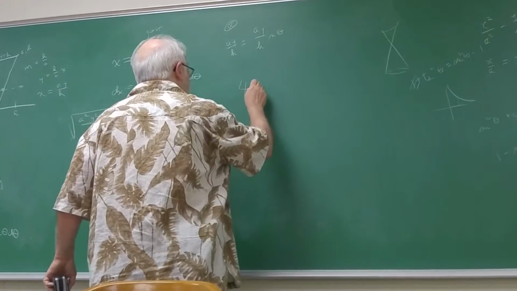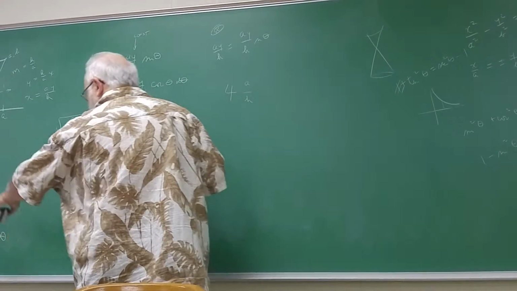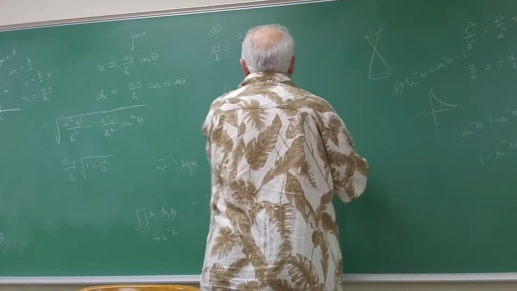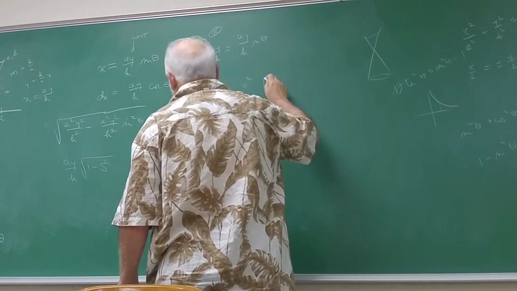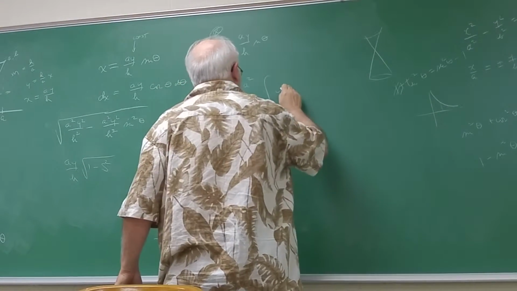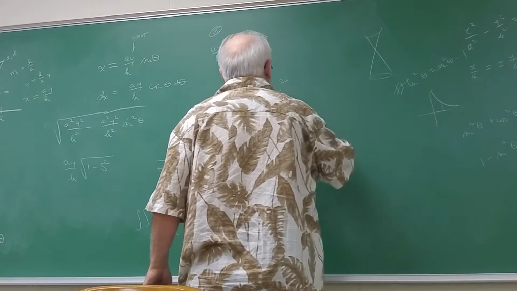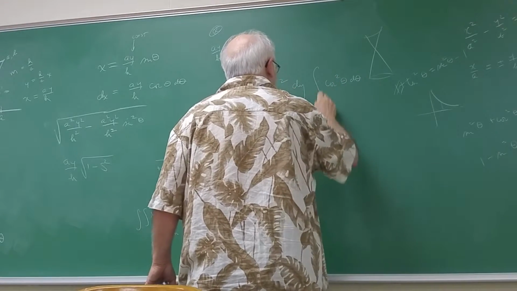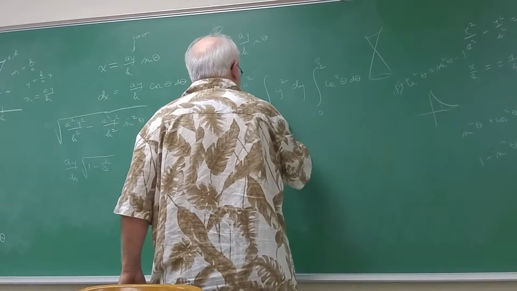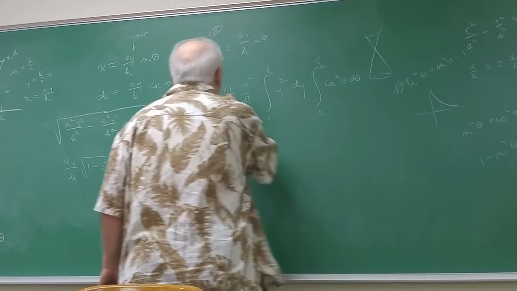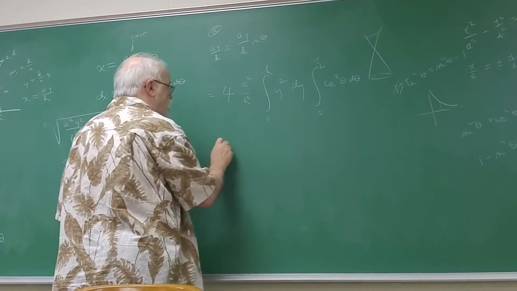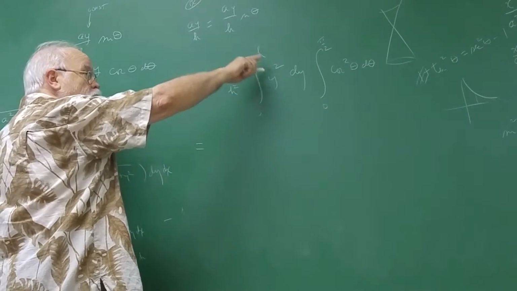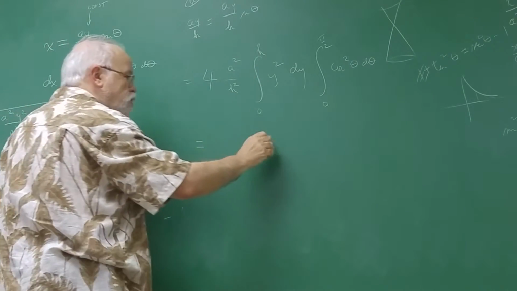And I can factor out an a over h. And wait, there's another a over h, so that's going to be a squared over h squared. And I've got the integral of y times another y, and another integral of cosine squared theta d theta, 0 to pi over 2 and 0 to h. So, y cubed over 3, say yes? Yes. And then I'm going to plug in h. The 0 doesn't give anything, so I'm going to get h cubed over 3 from this one.